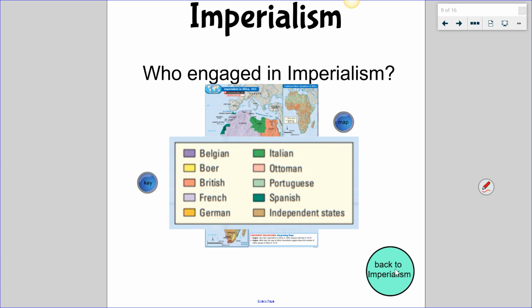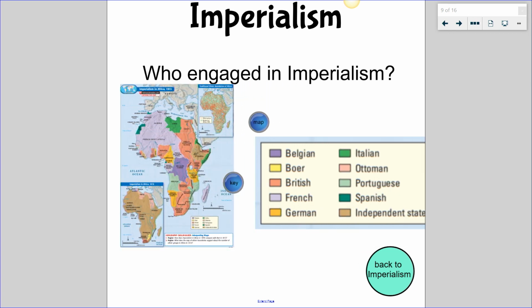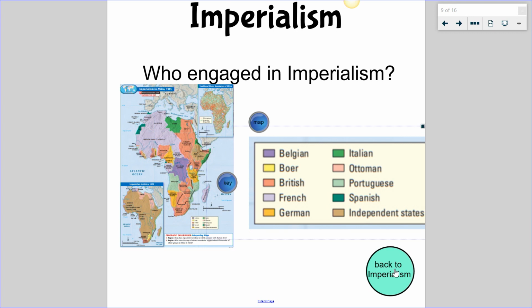We got the Belgians. Let me slide it over to the side. So, for instance, the Belgians, this purple, we see them right there in the middle. The French, the light purple, all of this area. The British, this orange area right in here and some down here. You get the picture. All of these countries, the Italians, Portuguese, Spanish, Germans, all engaged in imperialism.